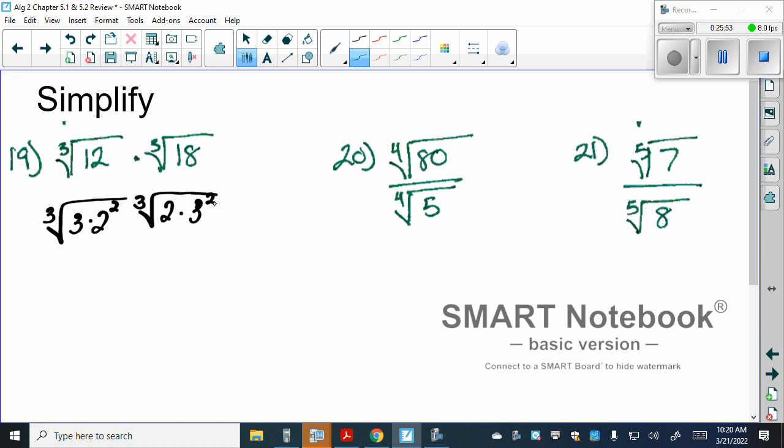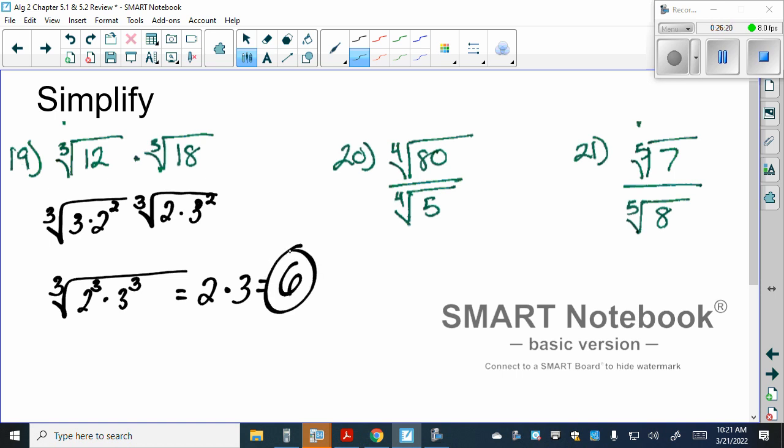And if we multiply these together, because we can multiply the numbers inside, we'll have 2 squared times 2, which is 2 to the third. 3 times 3 squared is 3 to the third. If we take the cube root of 2 to the third, we get 2. If we take the cube root of 3 to the third, we get 3. And 2 times 3 is 6. So it works out that this one does simplify completely.